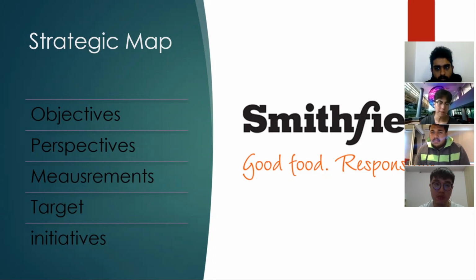Once the measurements are established, a target for the measurements must be set, so each measurement must have its own target. If the target is reached, then we can say the strategy is being successfully implemented. Initiatives are actions to achieve the specified target. In other words, an initiative is a specific method or strategy to achieve objectives. The elements I've mentioned above must all be linked together, and no element of a strategic map is able to stand alone.